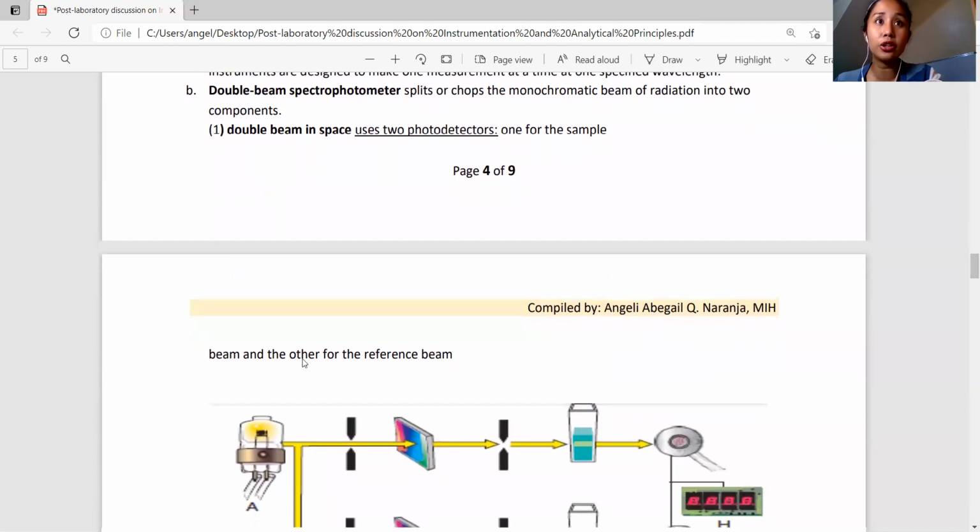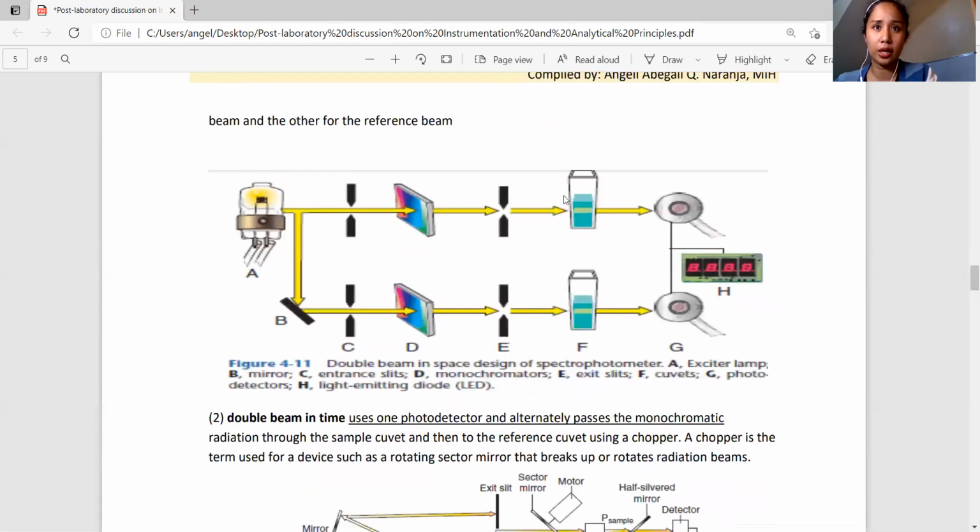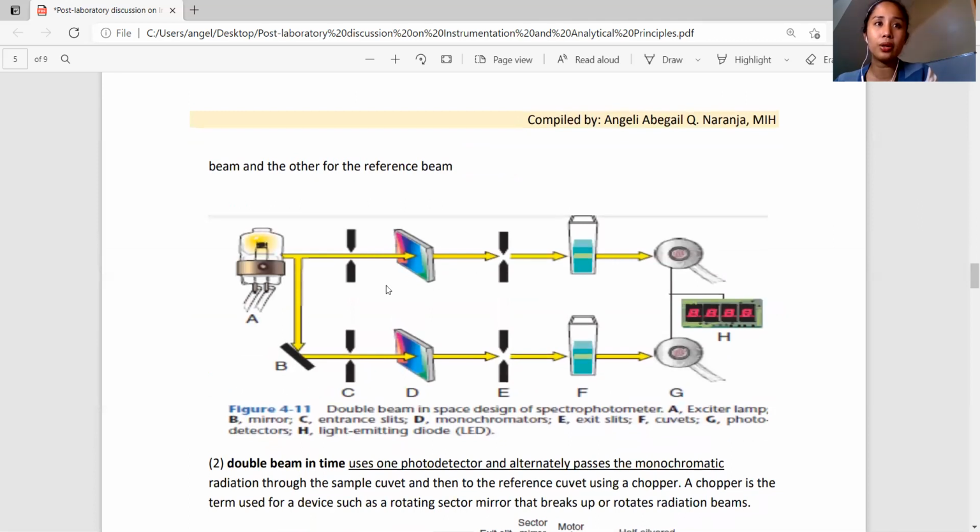Pero meron tayong double beam spectrophotometer. I think diniscuss naman ito ni ma'am ng lecture nyo. So double beam in space, it has two photodetectors. Isang reference beam. So yung isang light pumunta sa unknown substance, yung isang light pumunta sa reference substance.